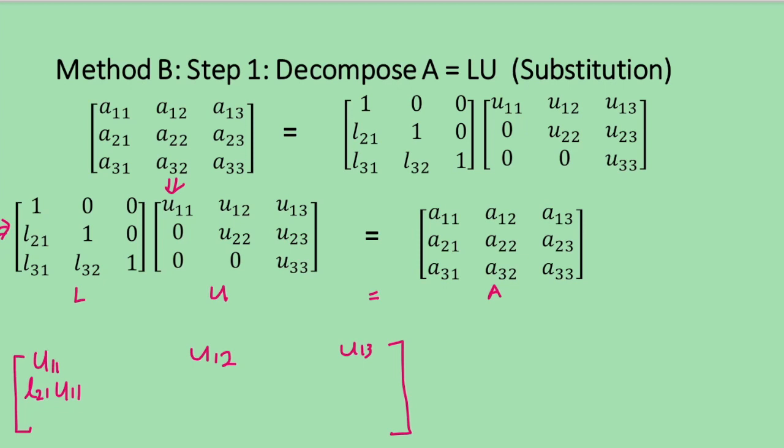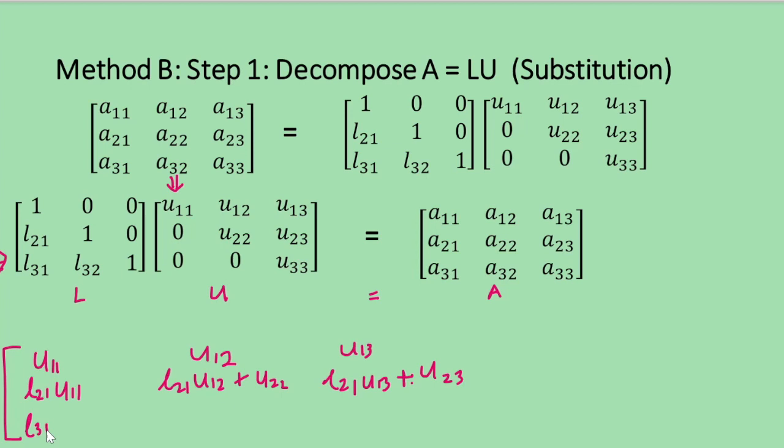A22 would be second row matrix L, second column matrix U, gives us L21 U12 plus U22. A23 would be the second row matrix L and the third column matrix U. This is L21 U13 plus U23. A31 would be row 3 matrix L, first column matrix U, and this gives us L31 U11.